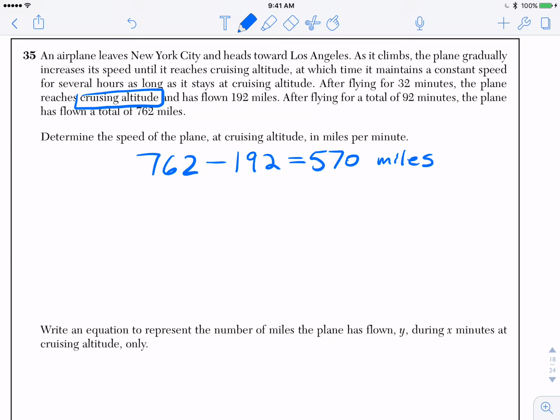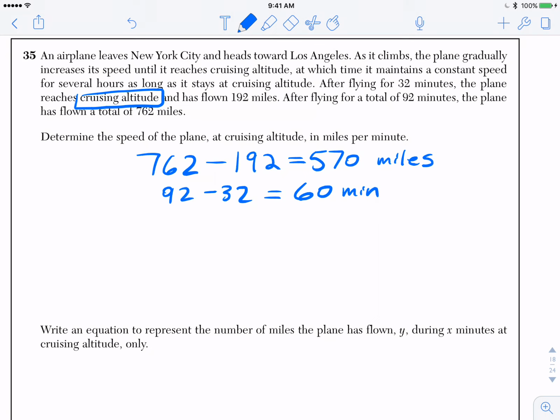Now, it took 32 minutes for it to reach cruising altitude, and then a grand total of 92 minutes. That's again why I don't like this question. There's a lot of weird terminology, maybe assuming you know what cruising and all the different terminology is for planes here. So this plane was at cruising altitude for 60 minutes.